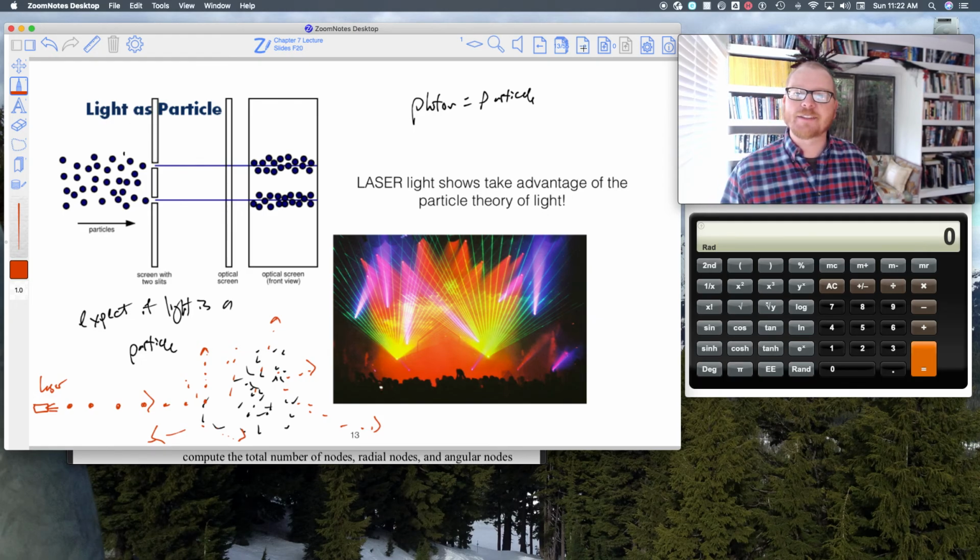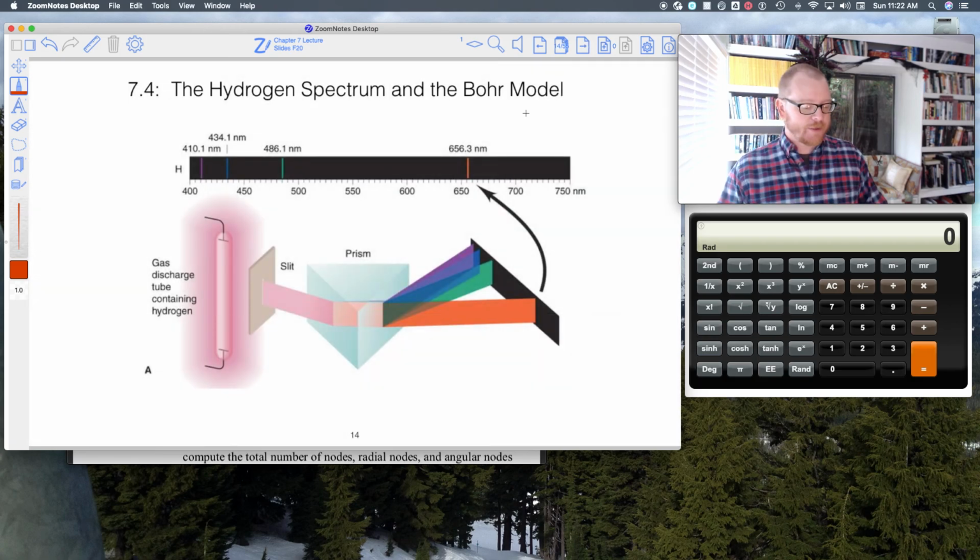And that's a pretty good place to stop, folks. So I'll pick up on the hydrogen spectrum and the Bohr model in the next lecture. All right, hasta.